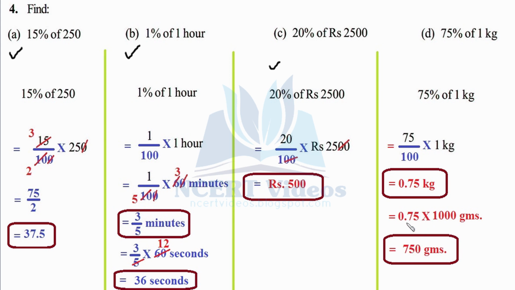So you can check here. Initially the decimal was here. We counted the number of zeros, 3. Therefore 1, 2, 3. So the number we attained is 750 grams. This means that 750 grams is 75% of 1 kg. So that is your D, and that completes question number 4.